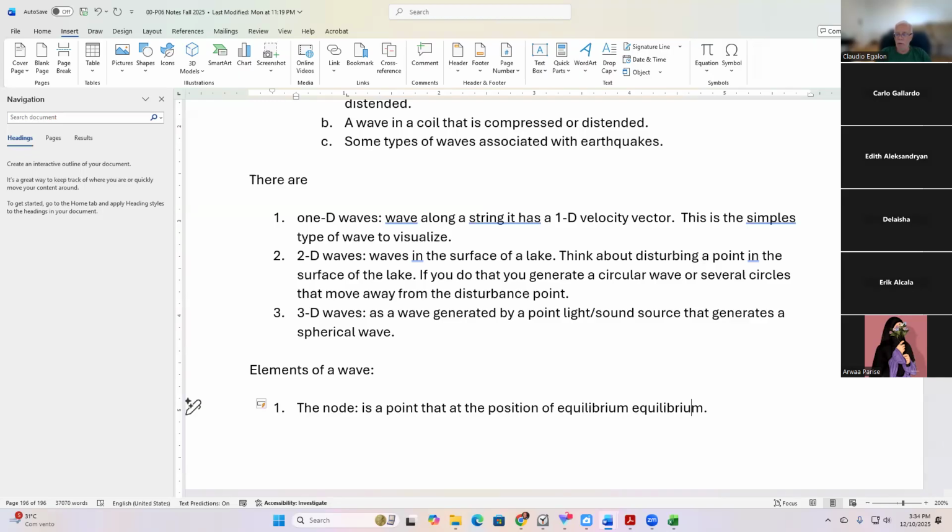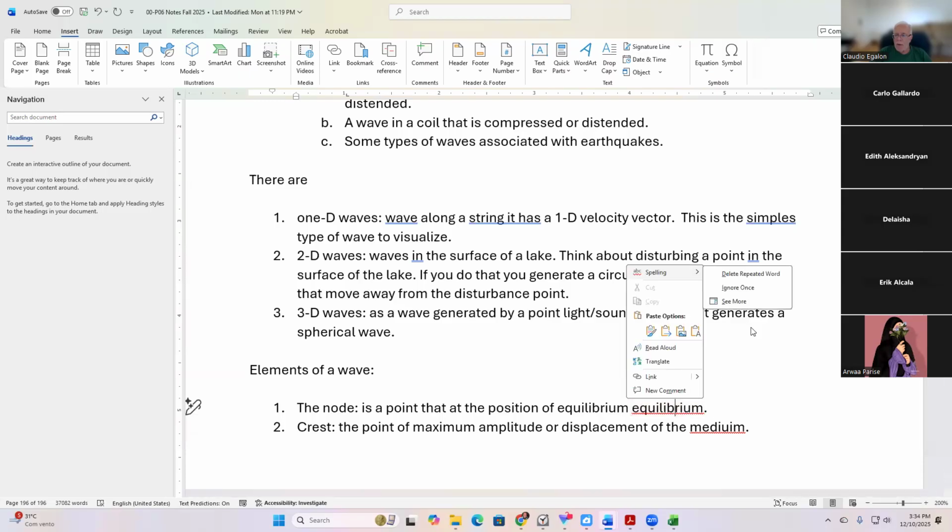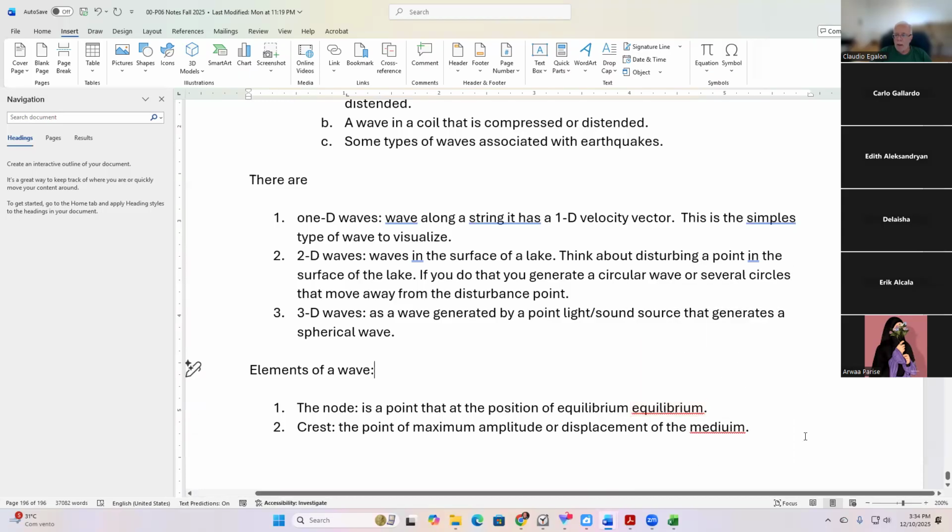Okay, we have a node, but we also have a crest. The point of maximum amplitude of a wave. Maximum amplitude or displacement, not of the wave, but of the medium. Maximum displacement of the medium from equilibrium.